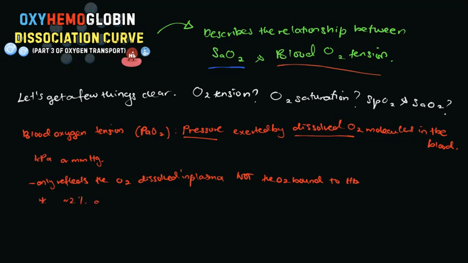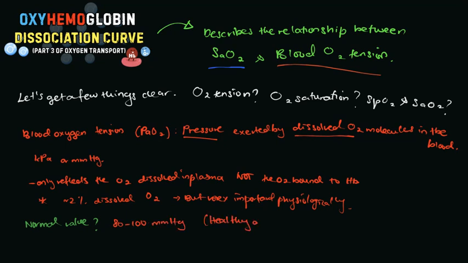to hemoglobin. So if you remember the lecture before this, given in part of the oxygen transport series, we've talked about the percentage of oxygen dissolved in plasma is only about 2% out of the total oxygen content, but very, very important physiologically. The normal value for the blood oxygen tension is 80 to 100 millimeters of mercury, and this is for a healthy adult breathing room air.